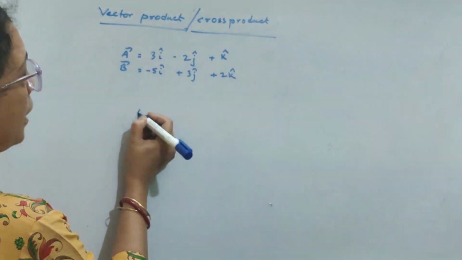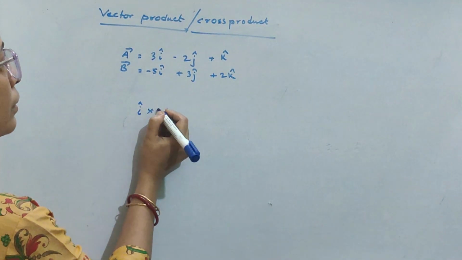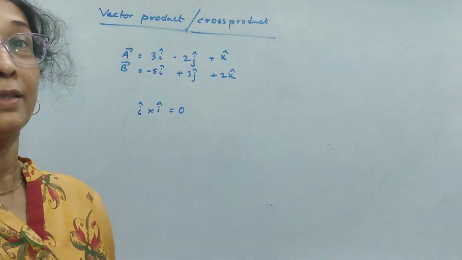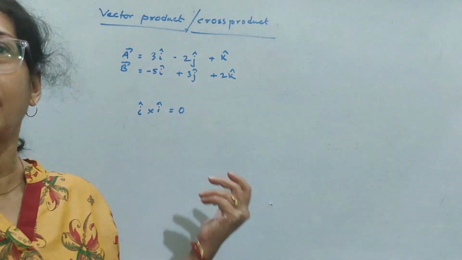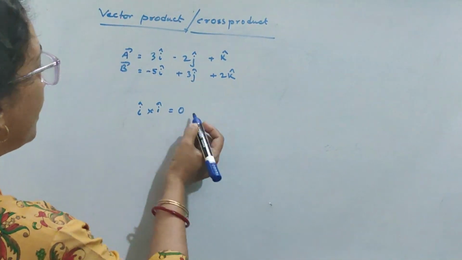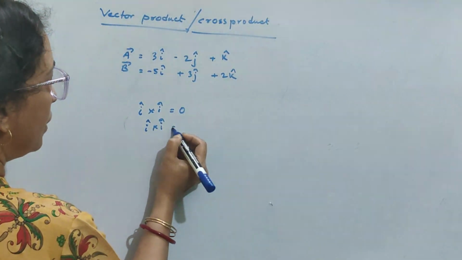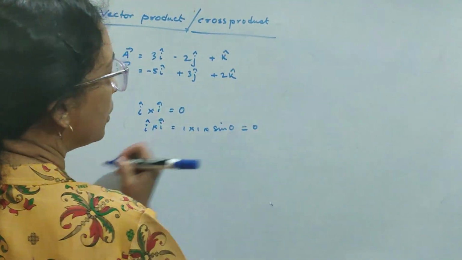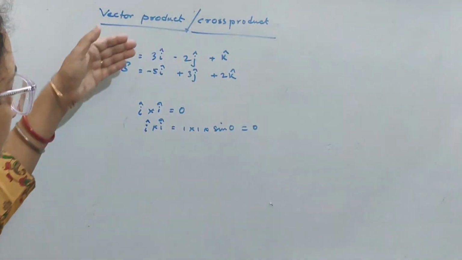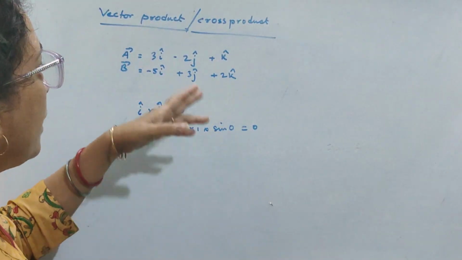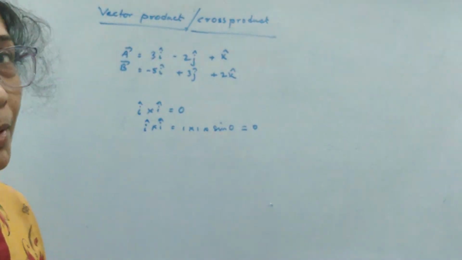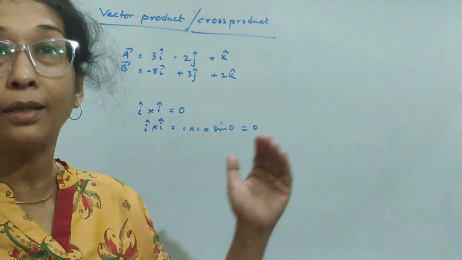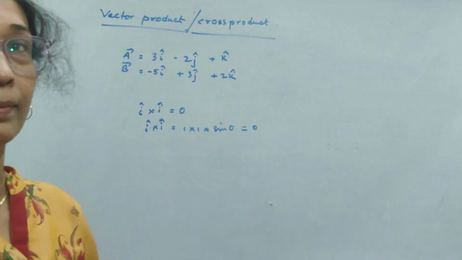But now you see, i cross i will be equal to 0. Why? Can you say why? Because they are in the same direction, and therefore the angle between them is 0 and sine 0 is 0. This is actually i cross i equal to 1 into sine 0, and that will be equal to 0. That means when same unit vectors are multiplied, you get a 0. But that will not be the case when you multiply different types of vectors. When you multiply i with j, you get sine 90, and sine 90 is 1.